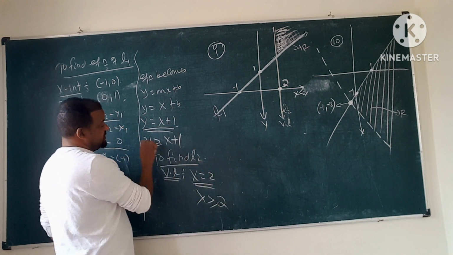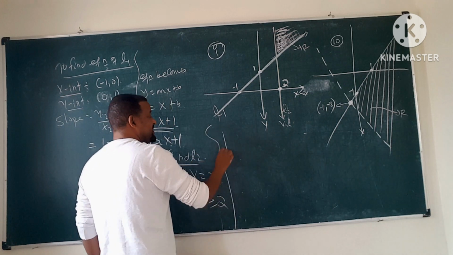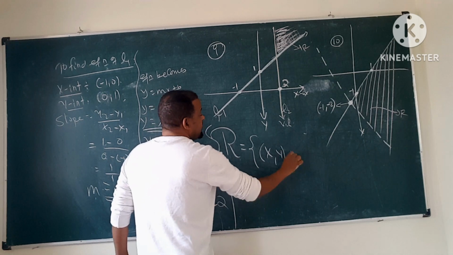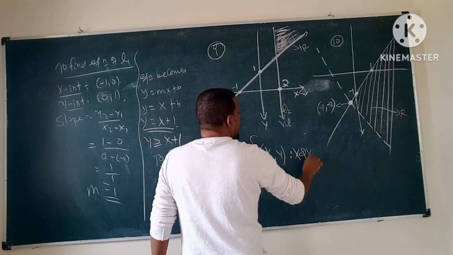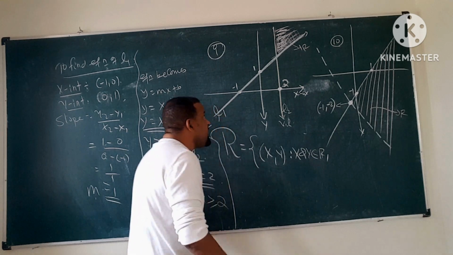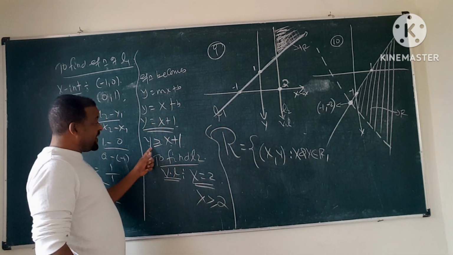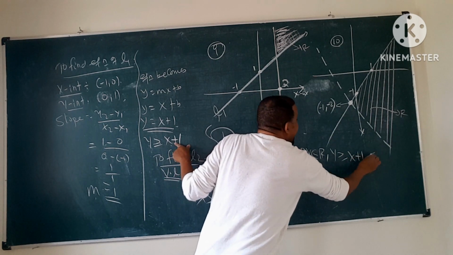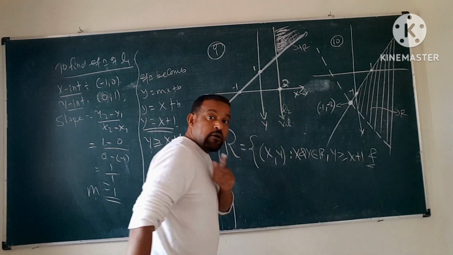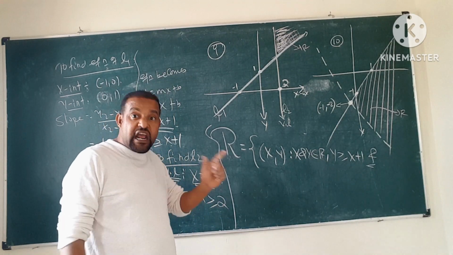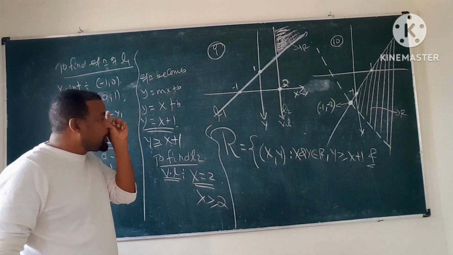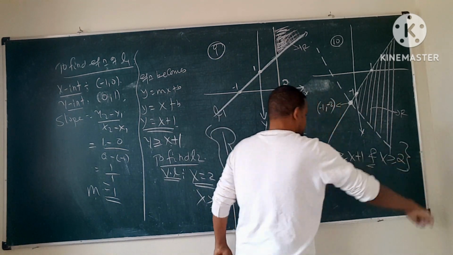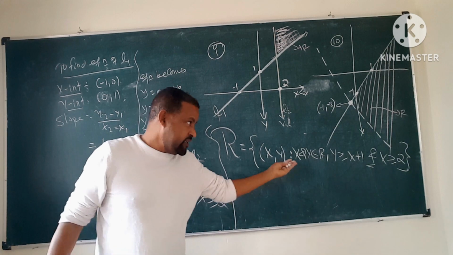So x is greater than or equal to 2, and this one is y is greater than or equal to x + 1. So what is the relation? R is equal to the set of all ordered pairs (x, y) such that x and y are elements of the real numbers and y is greater than or equal to x + 1, and x is greater than or equal to 2. You use "and" here, though in a multiple-choice question it might say "or". This is our relation, so check it against what you worked out.